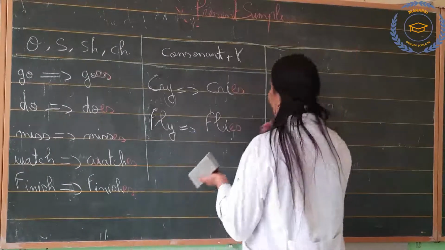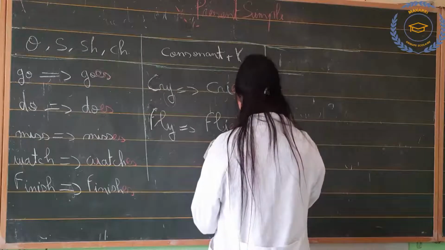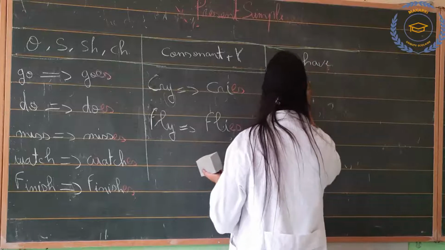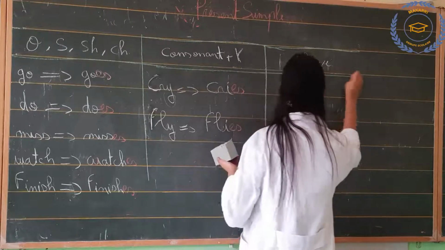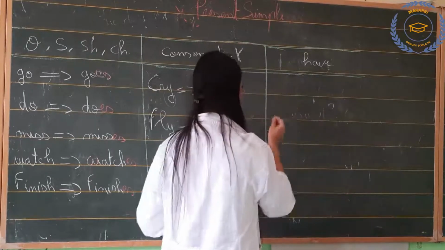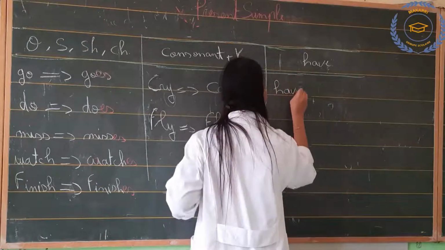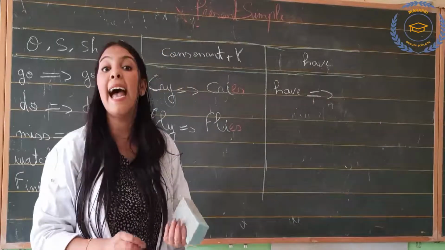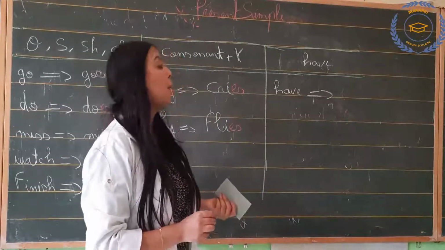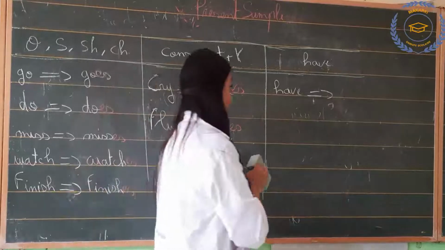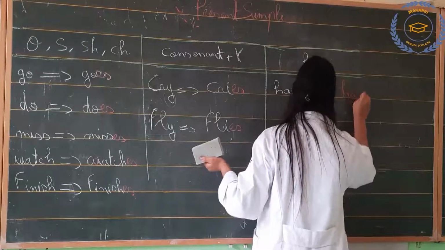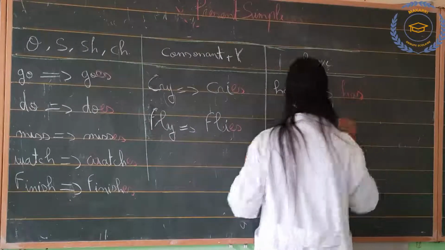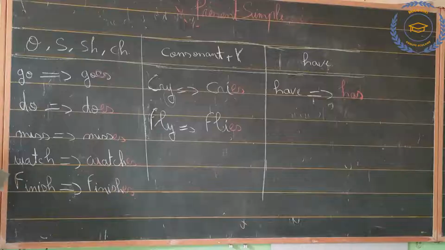And the verb have, the verb to have: I have, you have, he, she has. Have becomes has. There is no rule here. It's an exception. Has. Okay.